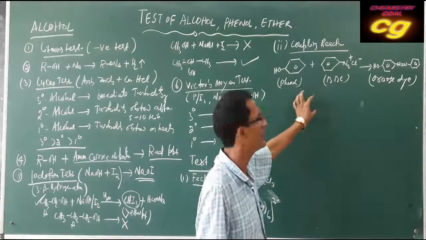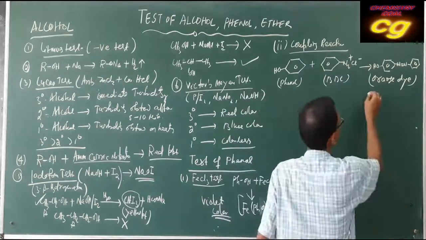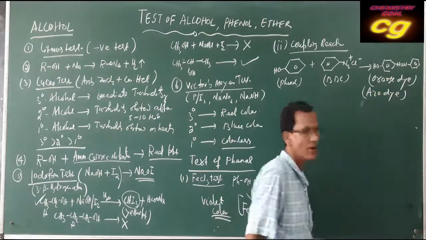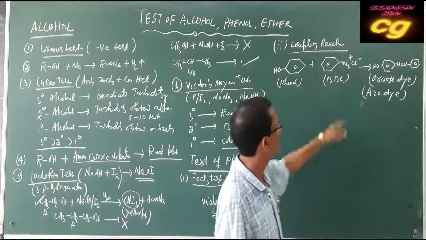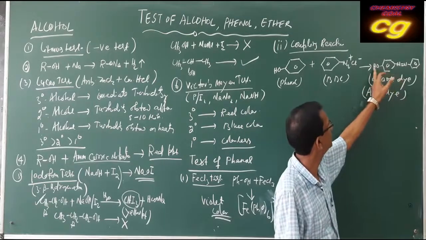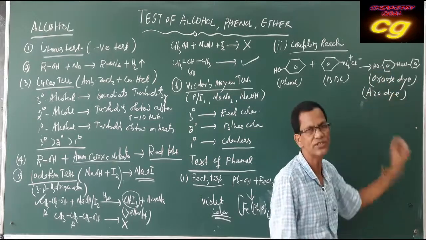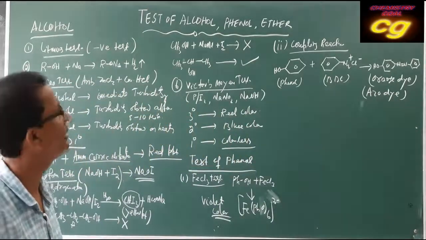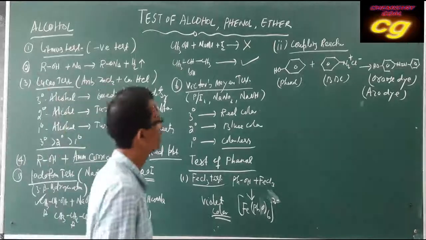This is called coupling reaction, formation of azo dye. This is called azo dye. There are different types of azo dye, but this type of dye having OH group has orange color. That's why it indicates the presence of phenol. Coupling reaction, reaction with BDC.